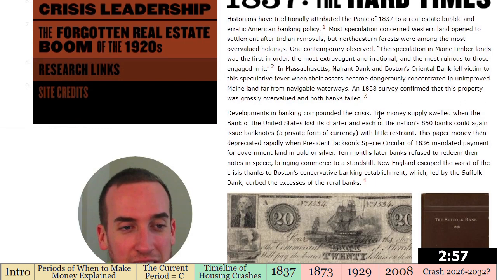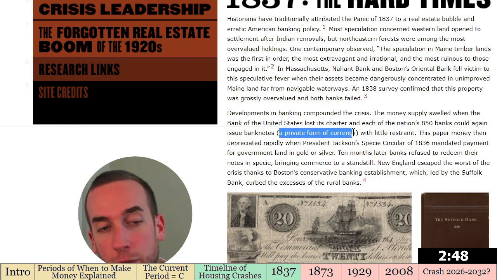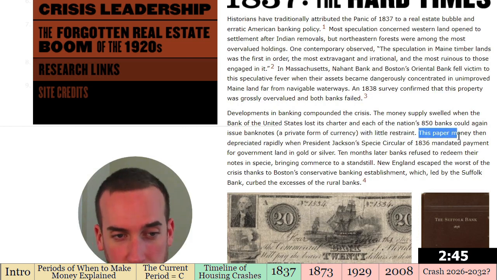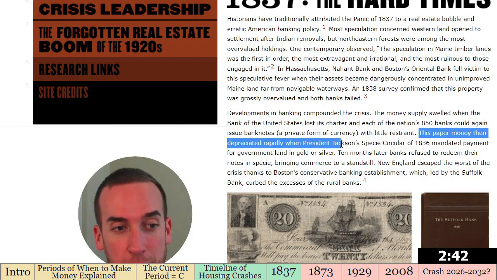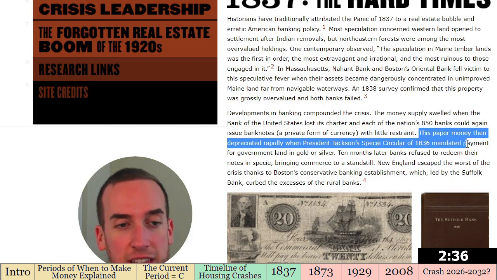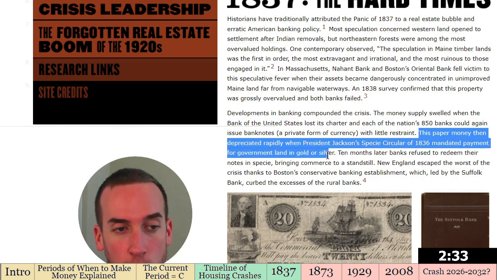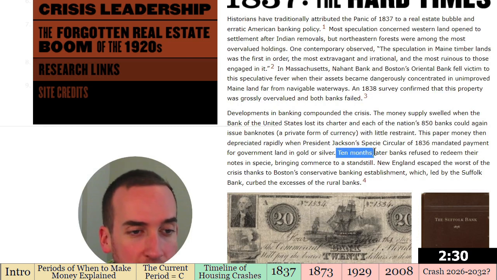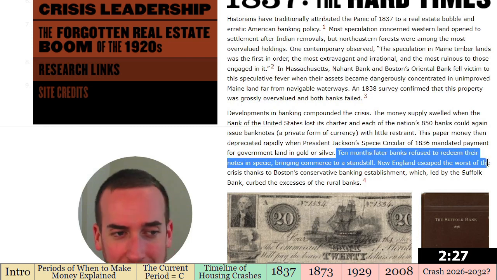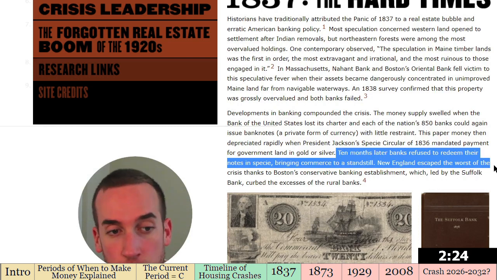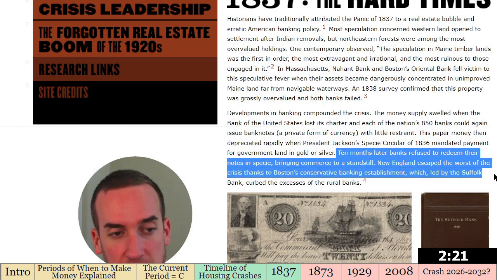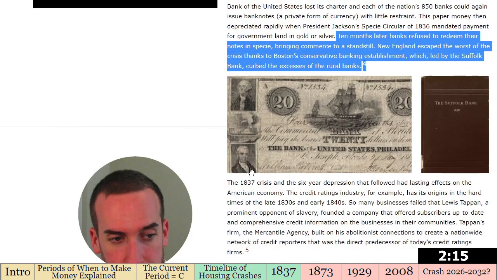Developments in banking compounded the crisis. The money supply swelled when the Bank of the U.S. lost its charter, and each of the nation's 850 banks could again issue banknotes, a private form of currency, with little restraint. This paper money then depreciated rapidly when President Jackson's specie circular of 1836 mandated payment for government land in gold or silver. Ten months later, banks refused to redeem their notes in specie, bringing commerce to a standstill. New England escaped the worst of the crisis thanks to Boston's conservative banking establishment, which, led by the Suffolk Bank, curbed the excess of the rural banks.